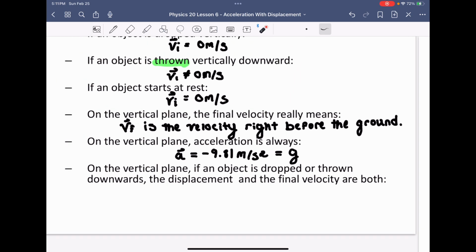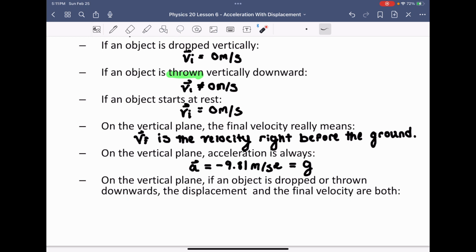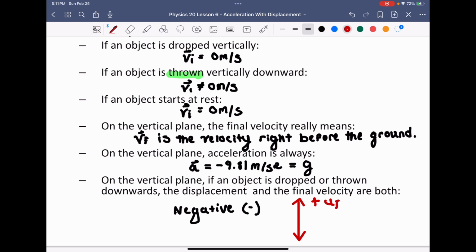Okay, on the vertical plane, if an object is dropped or thrown downwards, the displacement and the final velocity are both negative. The reason is that they're both heading in the downwards direction. So I'm just going to put in a negative symbol in brackets to indicate that. In vertical problems, we always set up our axis in the following way. We have arrows pointing up and down. We say positive is up, negative is down. And thus, if both of those things end in the downwards direction, heading towards the surface of Earth, we're going to assume that they are both negative.